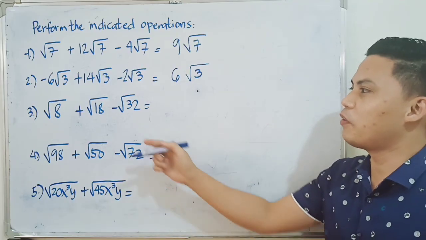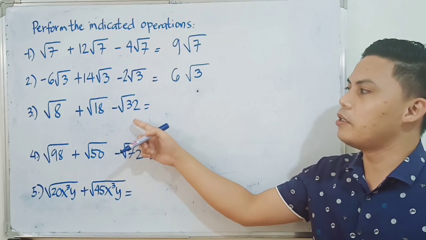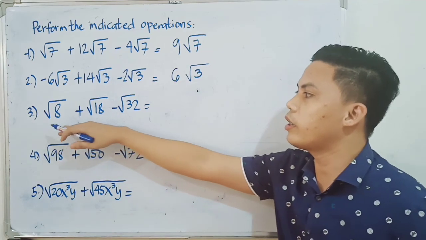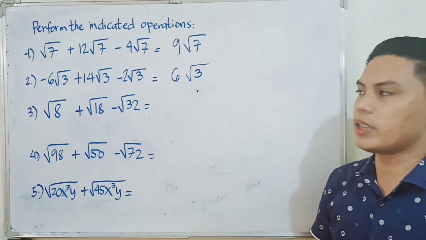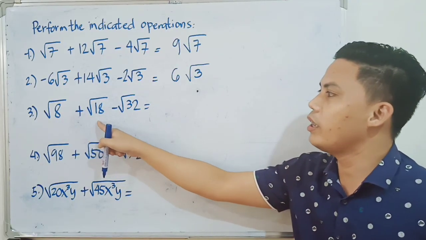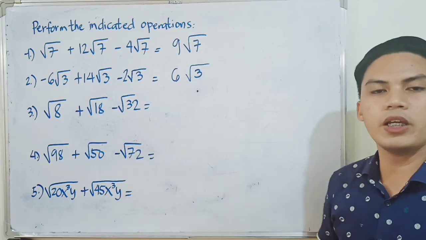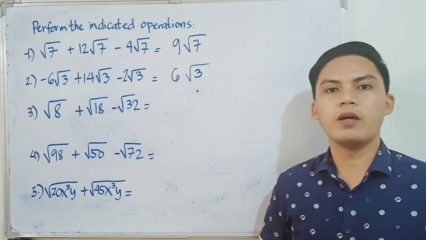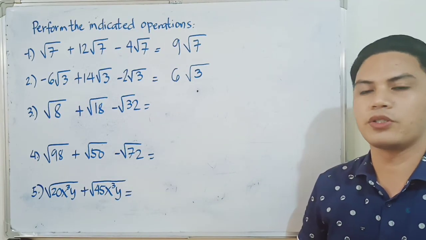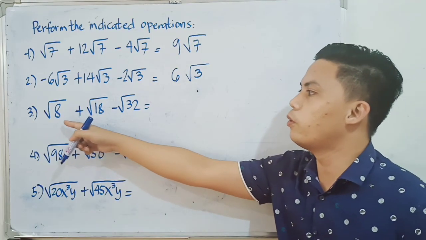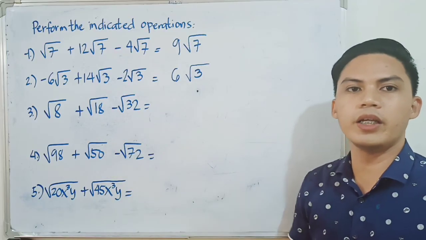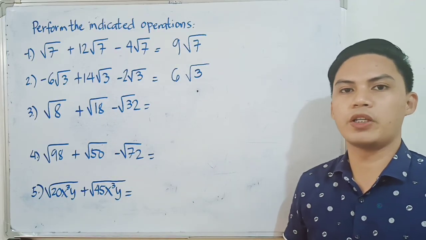Next problem, we have the square root of 8 plus the square root of 18 minus the square root of 32. At first glance, we would say that we cannot combine these radicals because their radicands are not the same. One is 8, one is 18, and the other is 32. But then again, we have the laws of radicals, where we can simplify our radicands into a product of two factors. So we can get the factors of each radical, then check if we can extract their perfect squares.